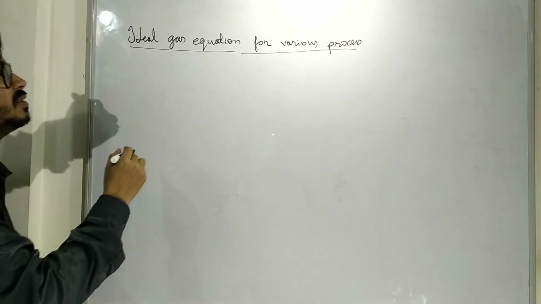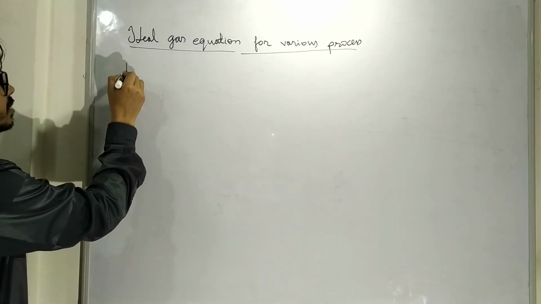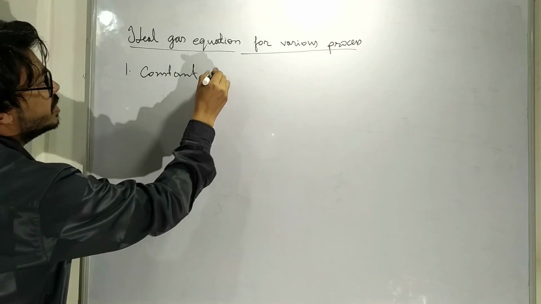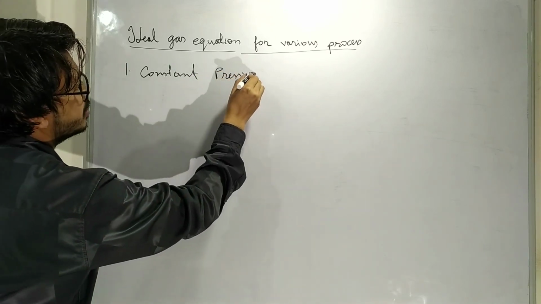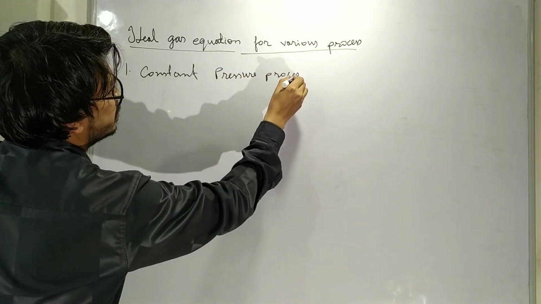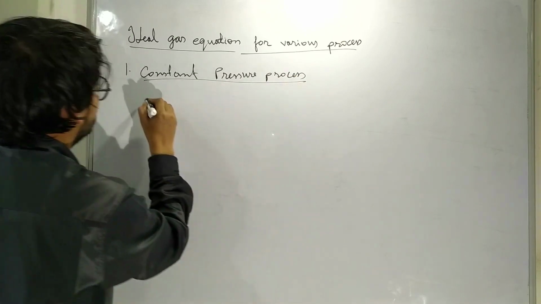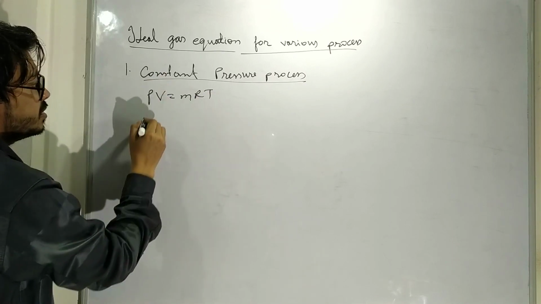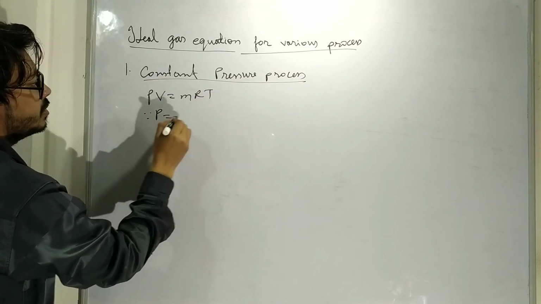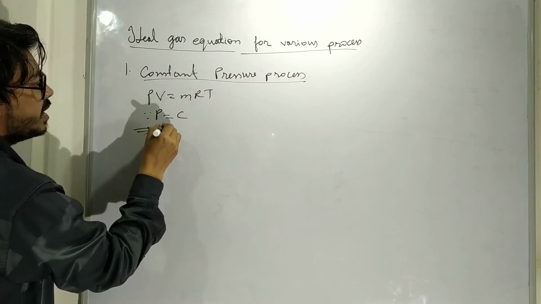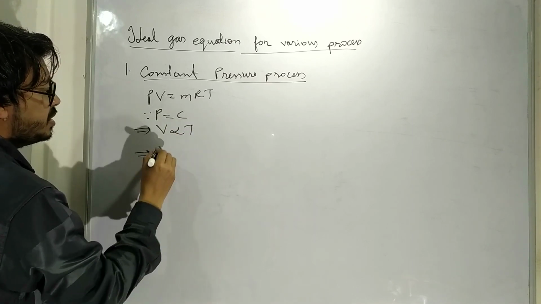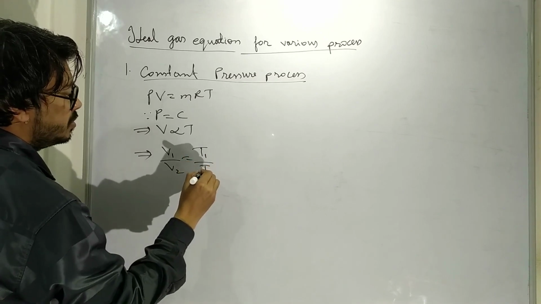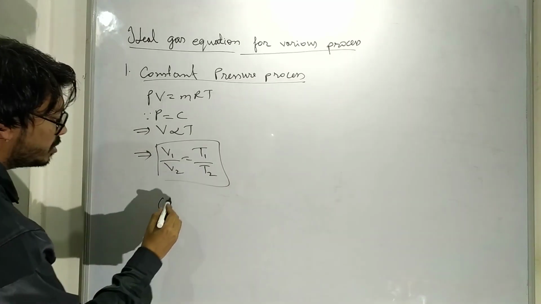Now ideal gas equation for various processes. First one is constant pressure process. PV equals mRT from ideal gas equation. Since pressure is constant, this implies V is directly proportional to T. This implies V1 by V2 is equal to T1 by T2. This is Charles' law.